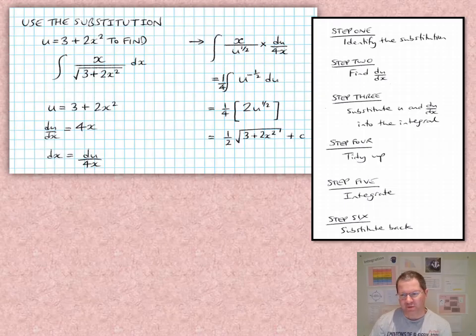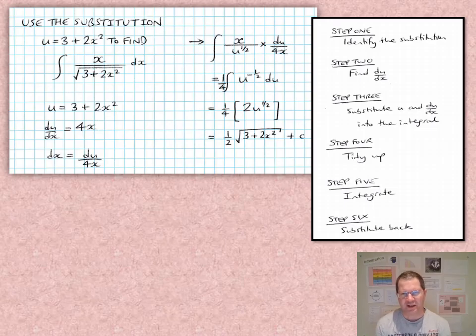So we're going to do a few more examples just to finish off. Firstly, use the substitution u equals 3 plus 2x squared to find the integral of x over the square root of 3 plus 2x squared dx. So if our substitution is u equals 3 plus 2x squared, then du by dx is 4x, and making dx the subject, we get du over 4x. So then substituting in, we still have the x on top, we have u to the half on the denominator, and then dx is du over 4x.